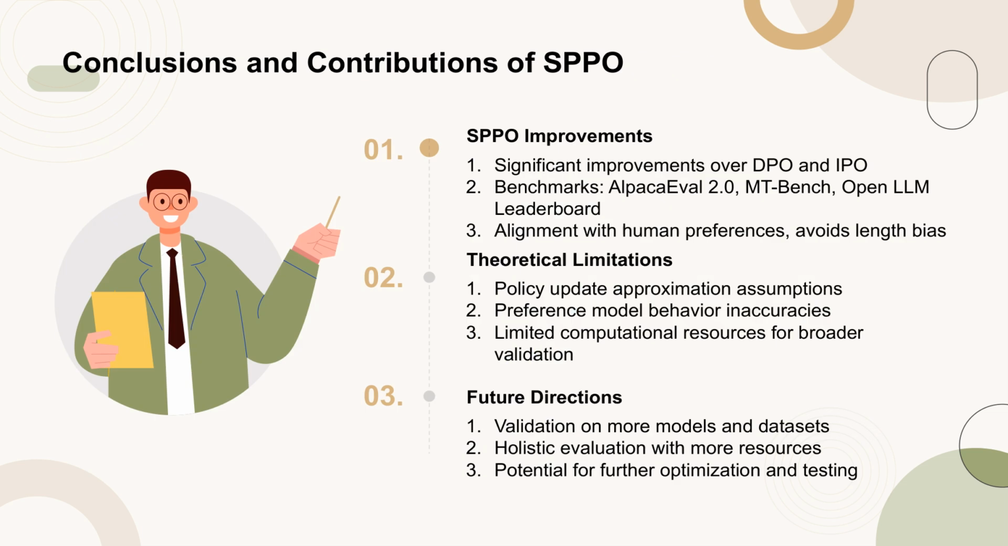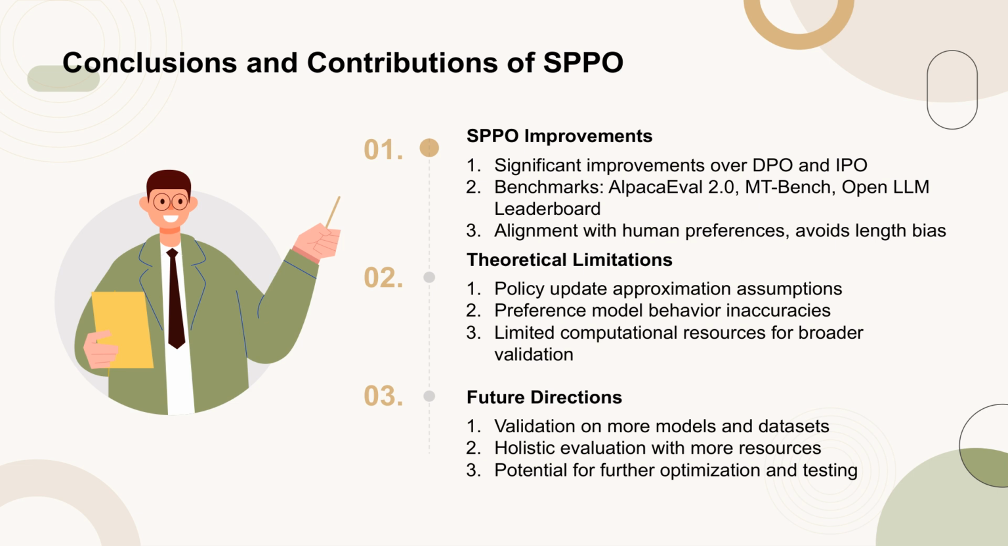The paper introduces self-play preference optimization, SPPO, which significantly improves upon existing methods like DPO and IPO across multiple benchmarks, including Alpaca Eval 2.0, MT-Bench, and the Open LLM leaderboard. SPPO integrates a preference model and uses a batched estimation process to align LLMs more closely with human preferences, avoiding issues like length bias reward hacking.